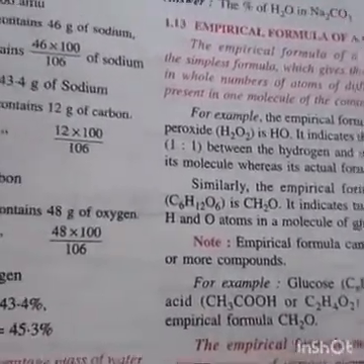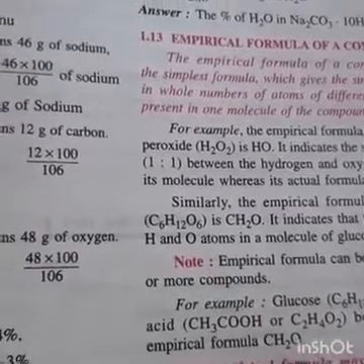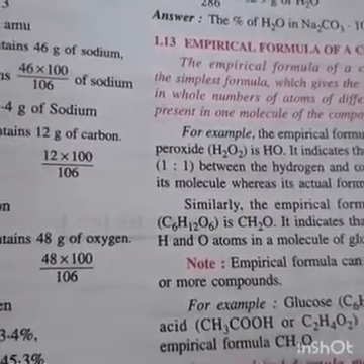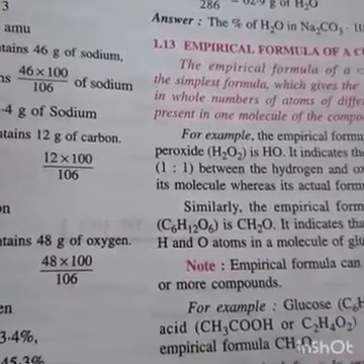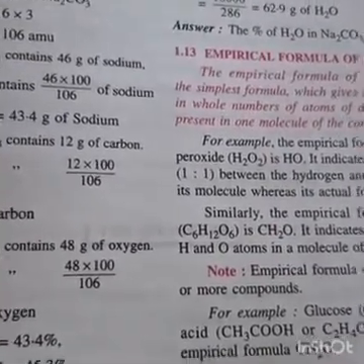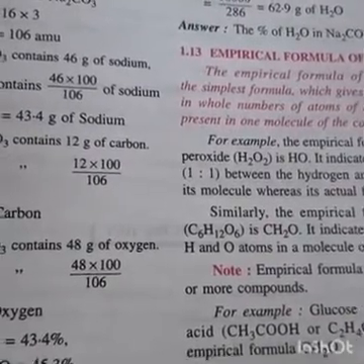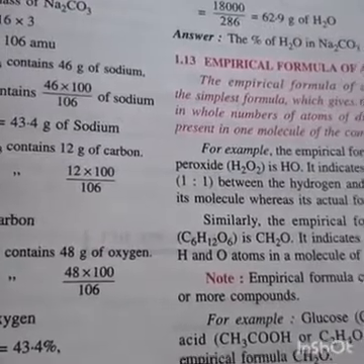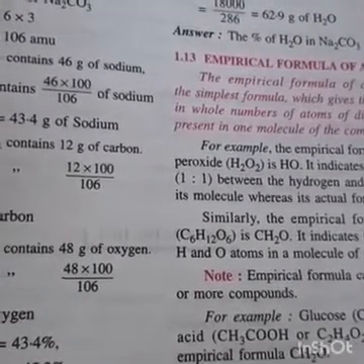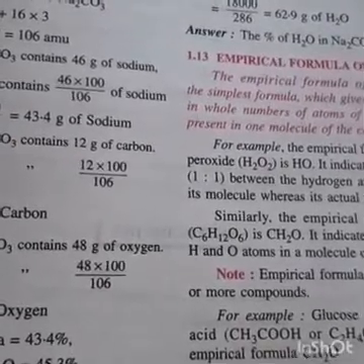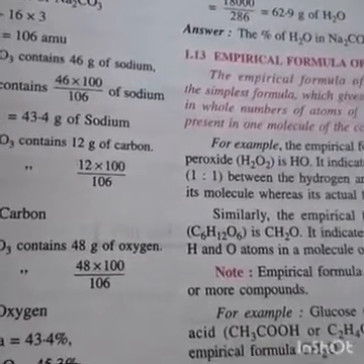For example, I have the molecular formula of hydrogen peroxide. It is H2O2. What is common in H2O2? 2. If I divide by 2, it will be H1 and O1. So H1, O1 are whole numbers. So the simplest ratio of the atoms present in the molecule, we call it the empirical formula. So I'll say the empirical formula of hydrogen peroxide will be HO.